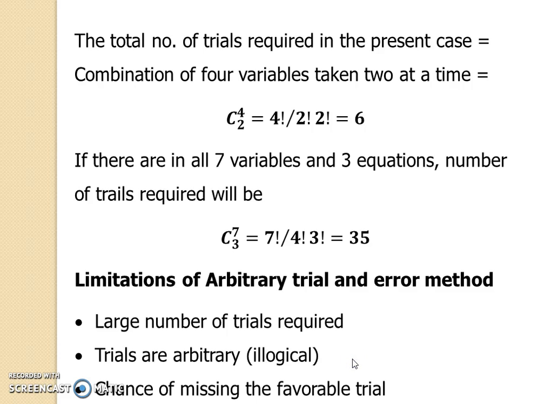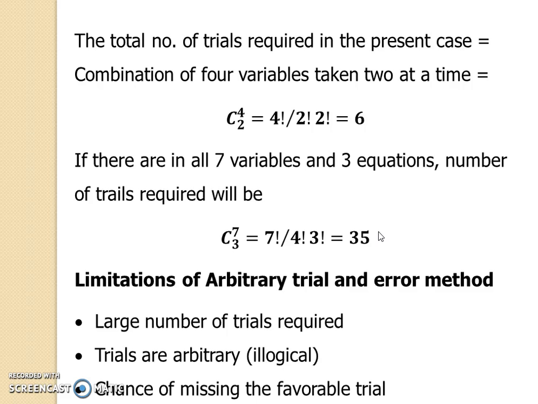The total number of trials required in the present case are equal to combination of 4 variables taken 2 at a time, which can be worked out by 4 factorial divided by 4 minus 2, that is 2 factorial, and 2 factorial, which is equal to 6. Suppose if there are 7 variables and 3 equations, then in that case the number of combinations required will be equal to 35.